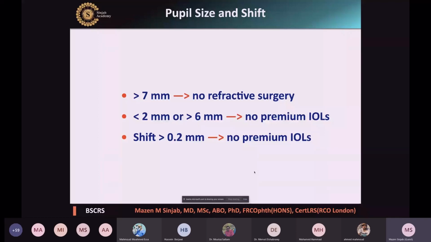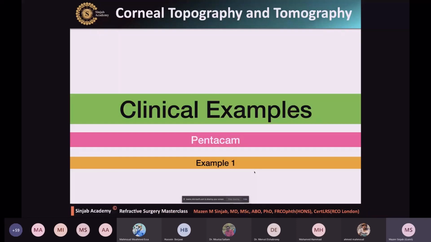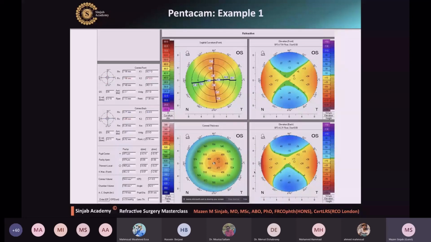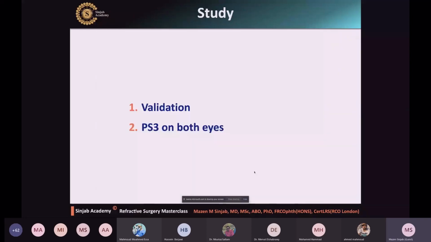Now, I'll give you 2 examples of the Pentacam, how I study the Pentacam by applying all what I mentioned before. This is a case of a patient. This is the right eye, and this is the left eye. The patient is coming for refractive surgery. Great. So step number 1 is validation and exclusion of false findings. Step number 2 is application of PS3 on both eyes.